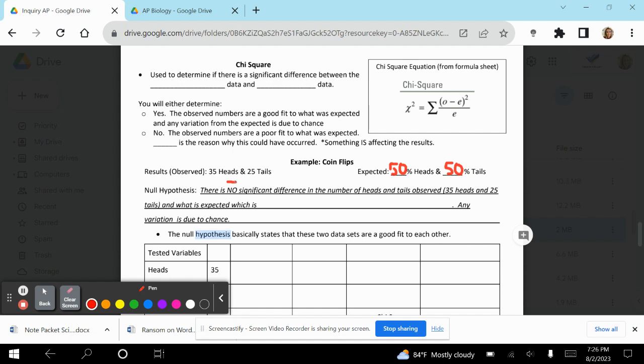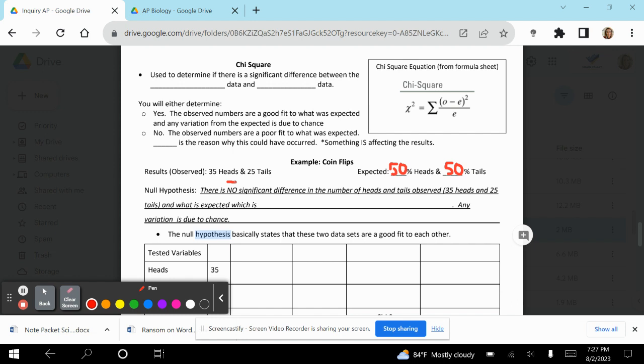Now, some people might say, no, I think 35 and 25 is not a good fit to 30 heads and 30 tails. And some people might think it is. So when we use that chi-square statistic, everyone is going to agree as to whether the observed numbers that we're getting are a good or a poor fit to what is being expected.